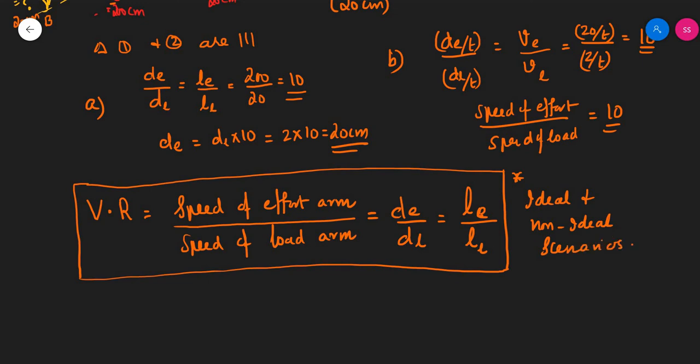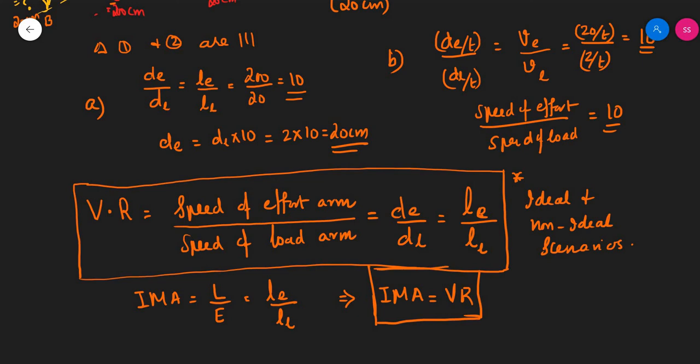And the other interesting observation that you have is, since mechanical advantage is load by effort, and ideally that's equal to LE by LL, we can infer that your ideal mechanical advantage is equal to the velocity ratio. So this is also a very, very important thing to keep in mind, which is your ideal mechanical advantage is equal to your velocity ratio, and in this case both were equal to 10.